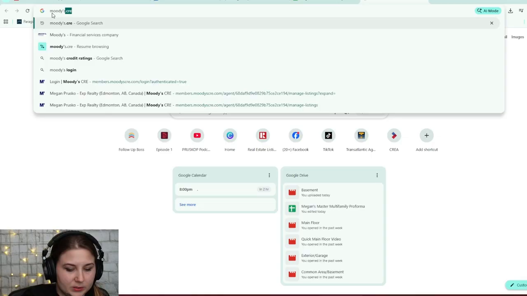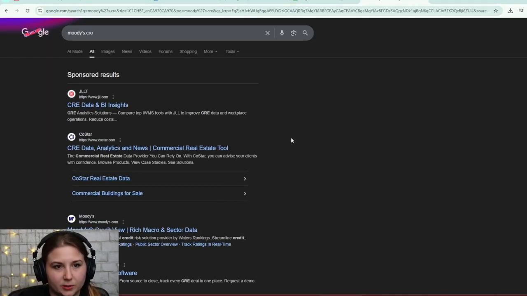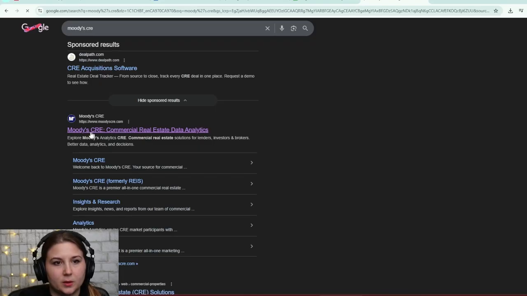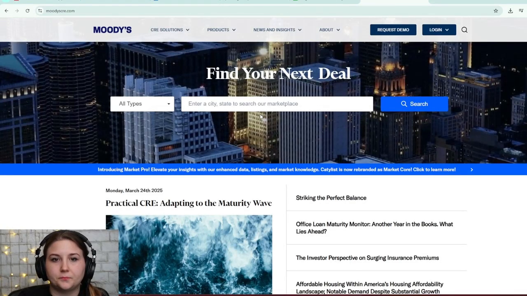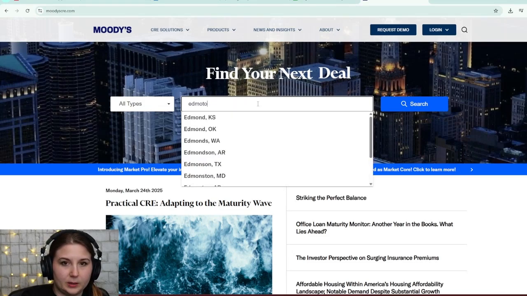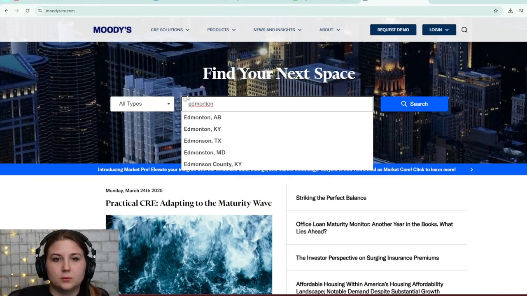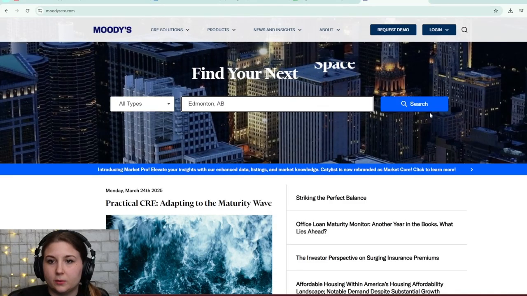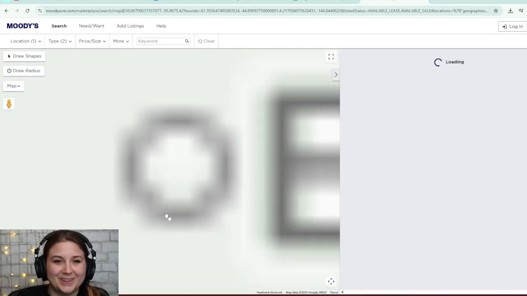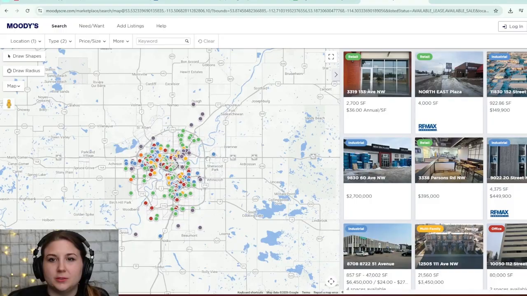So just go to Moody's.CRE. Please put the .CRE, otherwise you're not going to be able to find it. Moody's.CRE right here. Loading. And then here we can just put in Edmonton. Did I not spell that right? There we go. Okay, so it'll bring you to Edmonton.